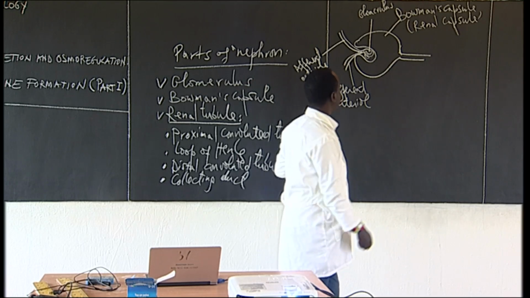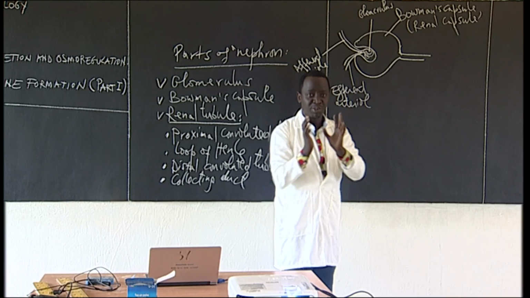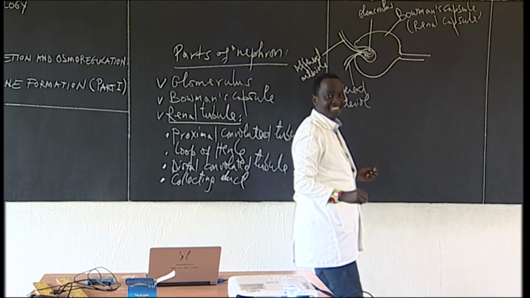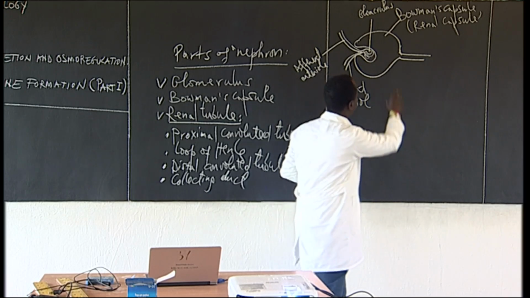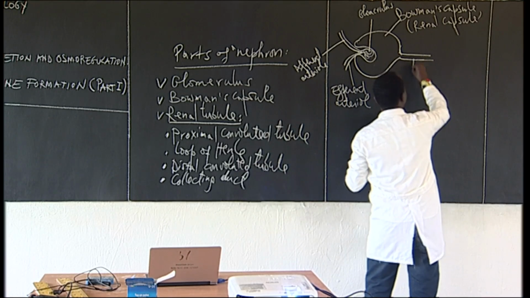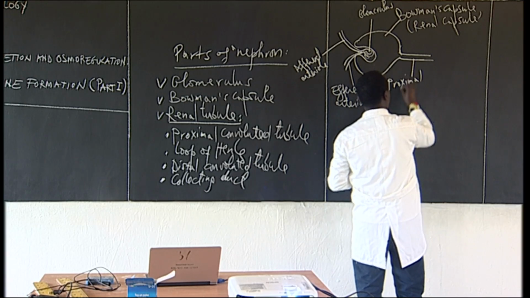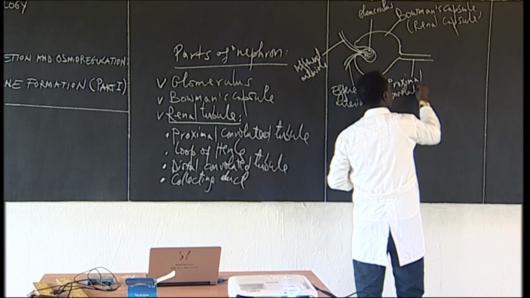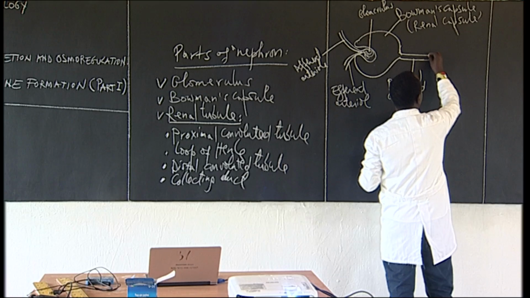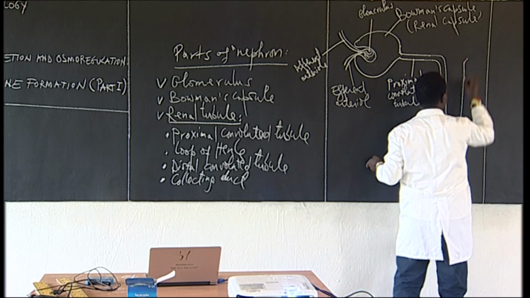So be ready. And then you have this Bowman's capsule. It has a cup shape. Cup, you know the cup? It has a cup shape. When this blood is filtered, the materials that have been filtered are going to pass into Bowman's capsule. Are you getting the point? And then here, this part is what you call proximal convoluted tubule. And then finally, we have this part also.